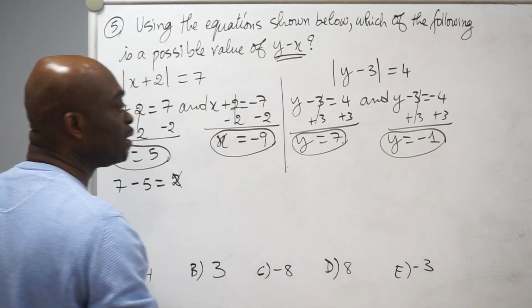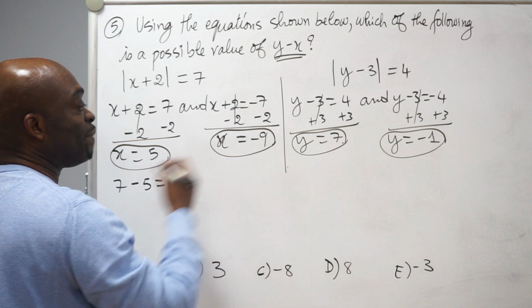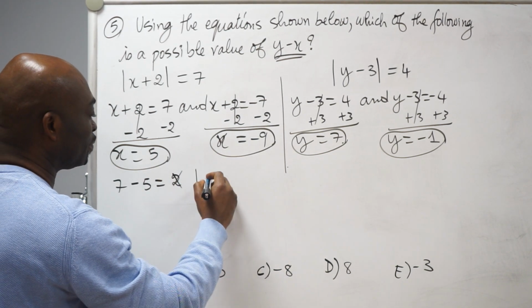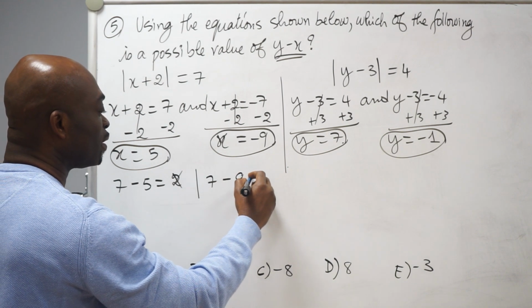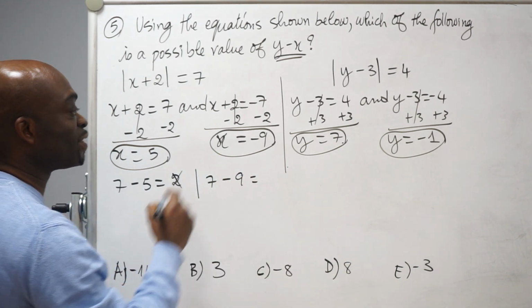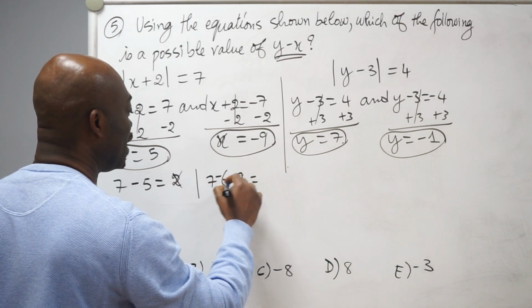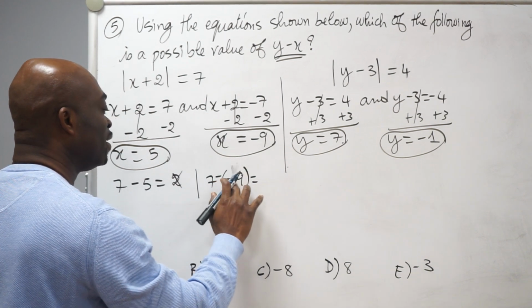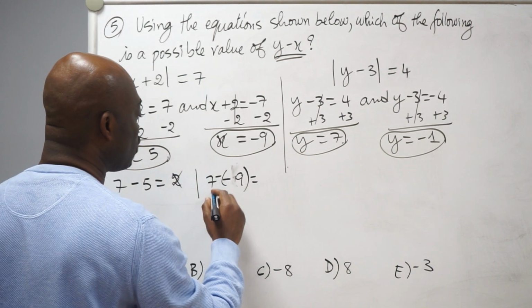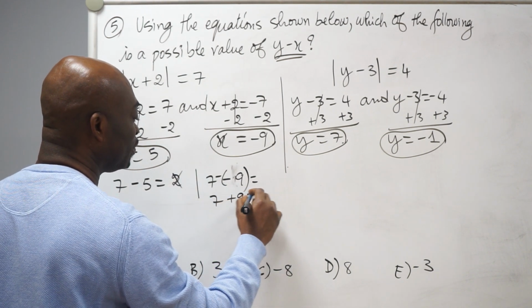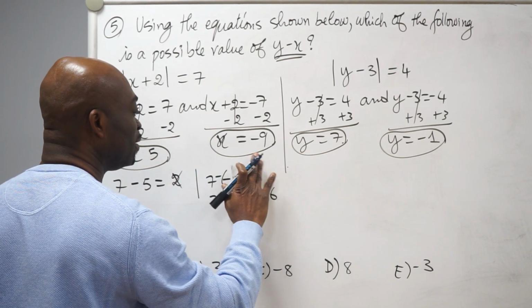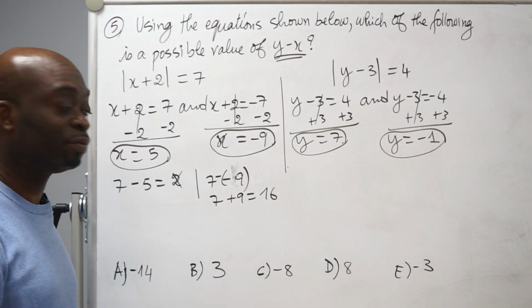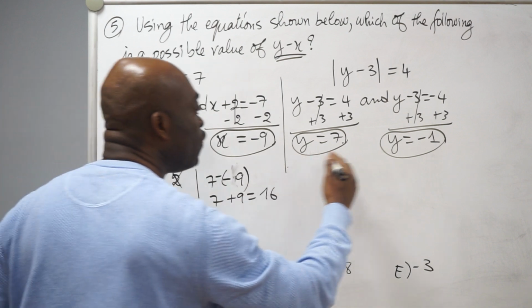So we have y, 7 again. So 7 minus 9, so let's do that. 7 minus negative 9, okay? Don't forget, minus negative 9. So what do we end up with? This one is 7 plus 9, which is 16, right? So that would give us 16. Do we have 16 here? No. All right. And then we go for this one here.